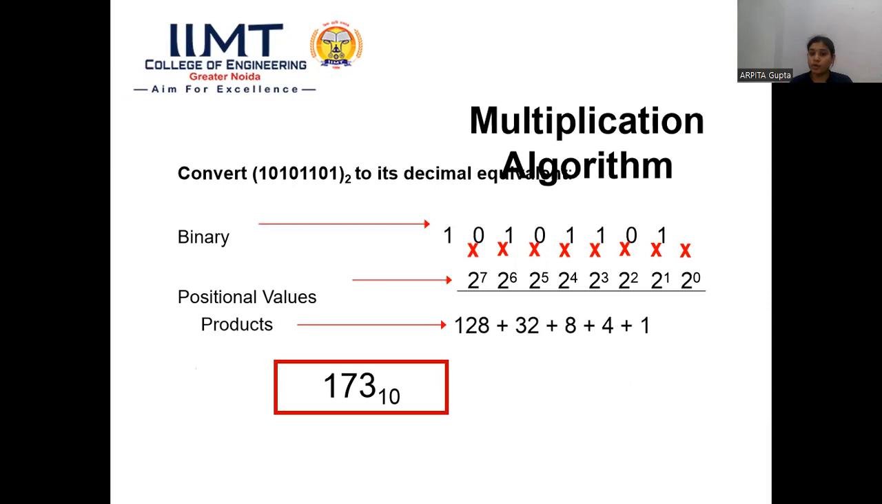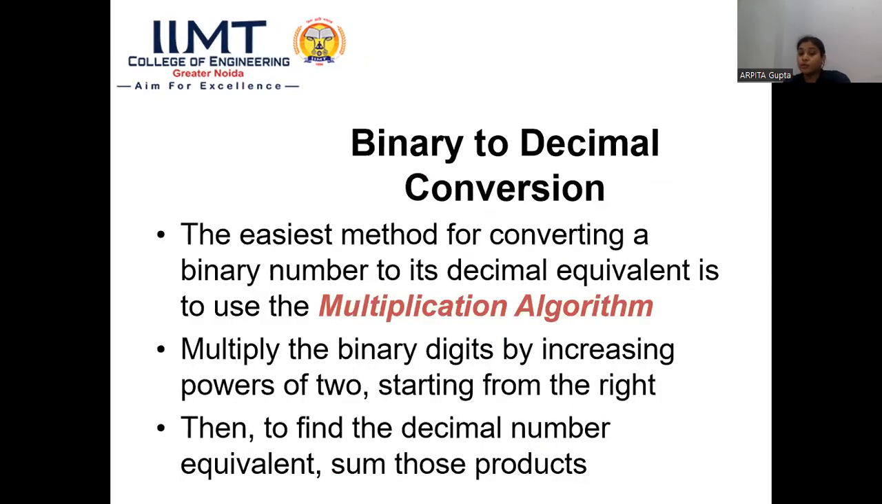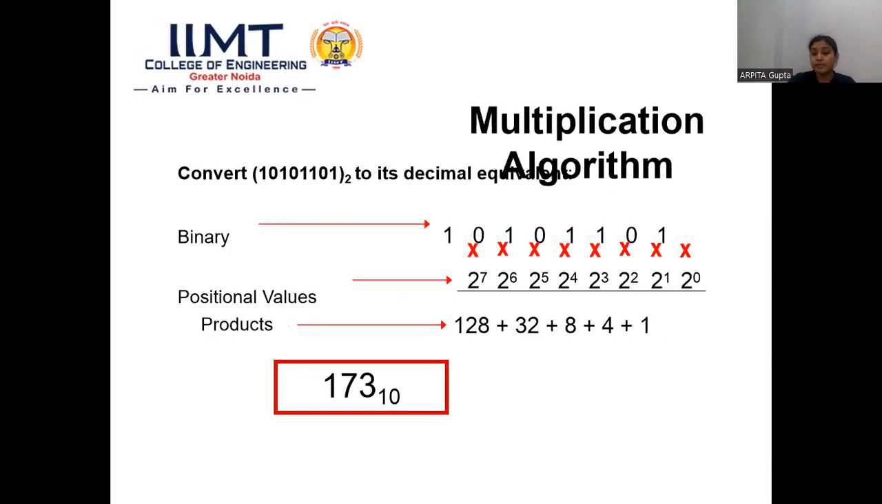Convert 10101110. We have 8 binary digits in this sum. Convert this binary number into its decimal equivalent. We multiply the binary digits with the increasing power of 2. We use 2 because this is a binary number. Increasing power of 2 from right to left means 2 to the power 0, 1, 2, 3, 4, 5, 6, 7.